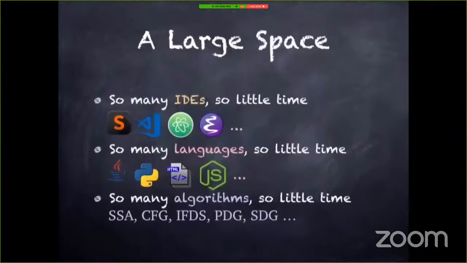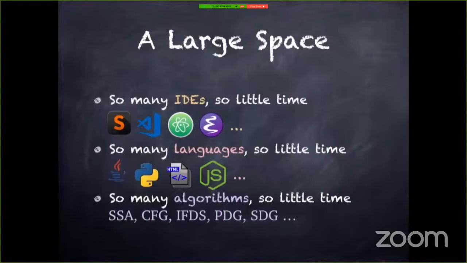So I've tried to sketch a somewhat large space here. I showed you several IDEs, and of course there are many more. And I showed you several popular languages for taint analysis. And I tried to sketch some needs, like context sensitivity and type inference, to suggest that the analysis needs some amount of machinery.